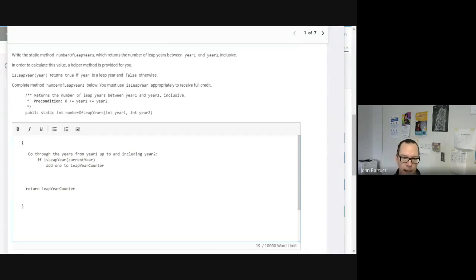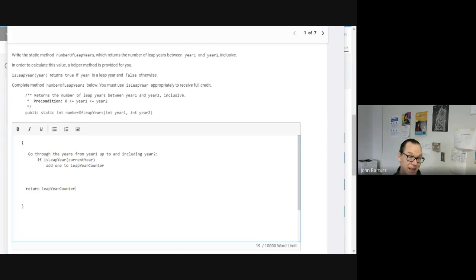I would start with that and then be like, okay, does this work? Go through an example. 2003, 2005. 2003, not a leap year. 2004 is a leap year. Add 1 to leap year counter. 2005, not a leap year. We exit that loop, we return 1. Okay, I'm pretty confident in this algorithm. Now I'm going to try and convert it into Java code.